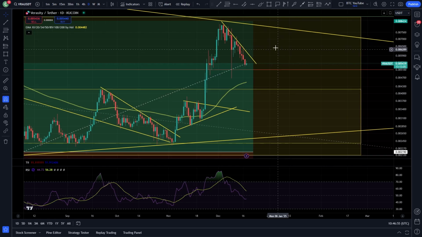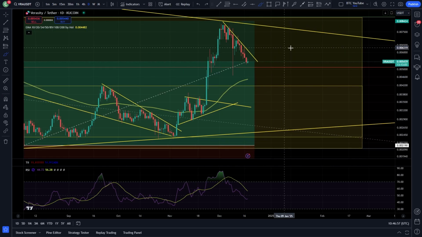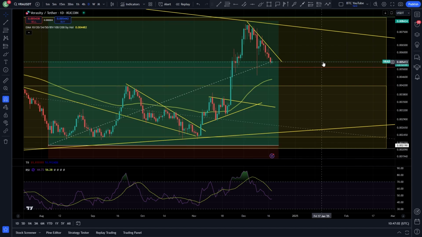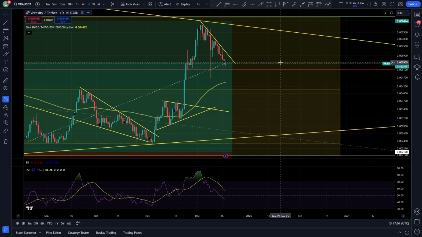Alright, then we're just taking a quick look at Verasity on our daily time frame here for another daily update on the charts. As we can see, we have been retracing back down to this 0.23 Fibonacci level, with Bitcoin kind of chopping around up at that 100k-ish area. I think it went up to a new all-time high of around 107k, but then obviously got a retrace back down to 104k.